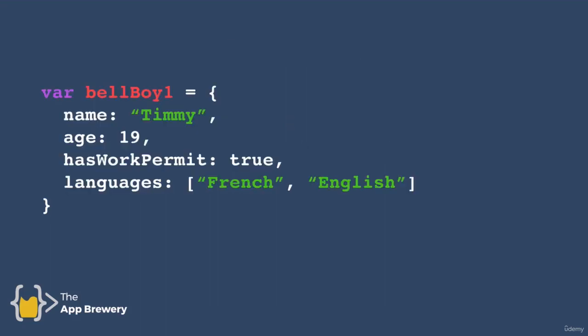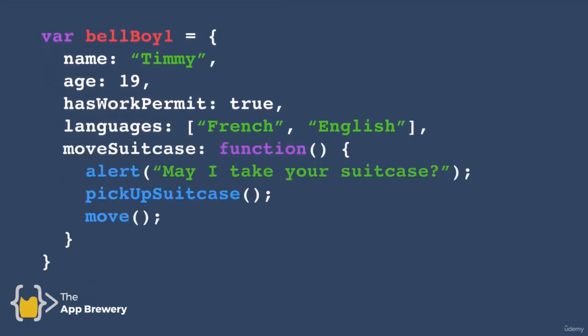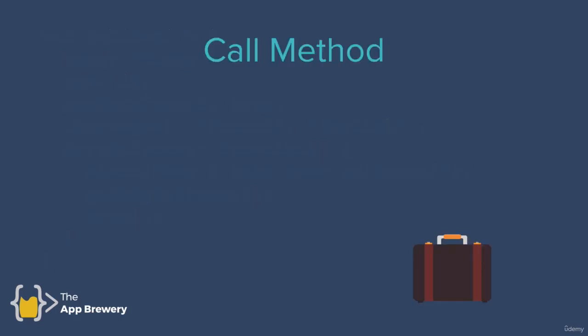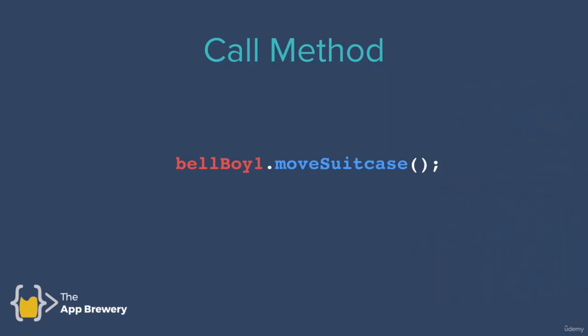But in our previous syntax, if we wanted our object to also have an associated function, then all we have to do is provide the name of the function as a new parameter, and then a colon, and after the colon, we just put in the anonymous function. And now our bellboy1 has a method, which remember is just a function that's associated with an object. And if we had a suitcase in the lobby, then we can simply call the method and say bellboy1.moveSuitcase and perform that method.